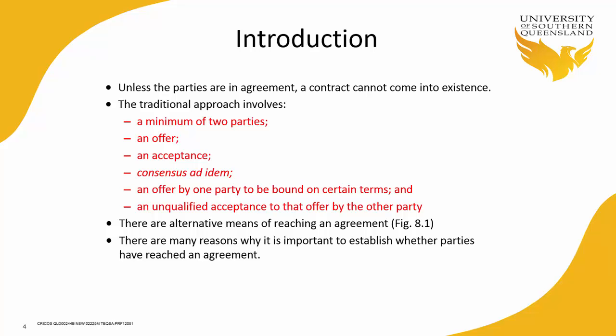And as we said, there has to be an offer by one party to be bound on certain terms, and an unqualified acceptance of the offer by the other party. Now there are alternative ways of coming into an agreement. So what we have just talked about is what's known as the traditional approach, which is on page 206.